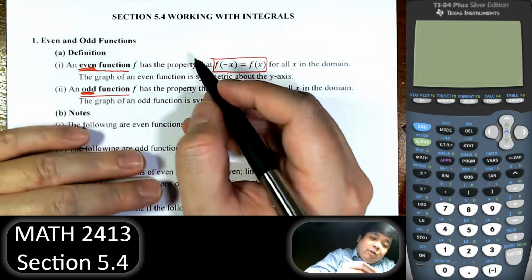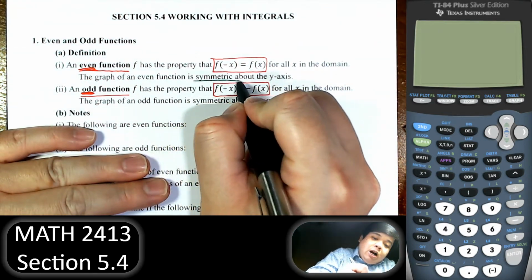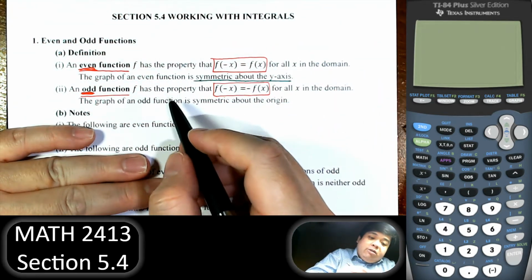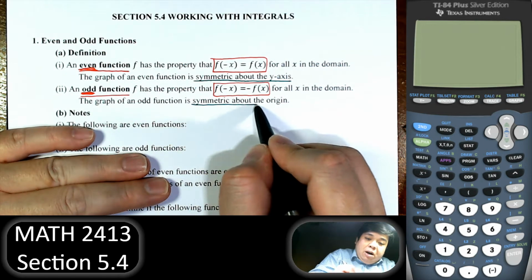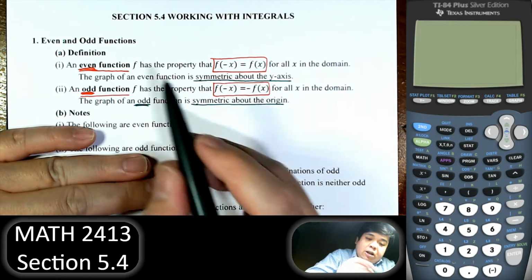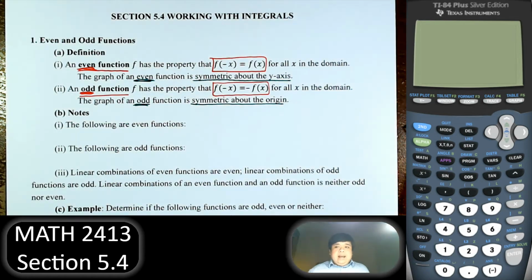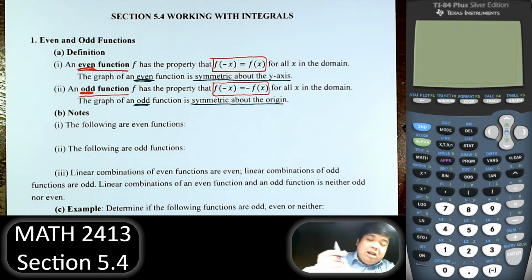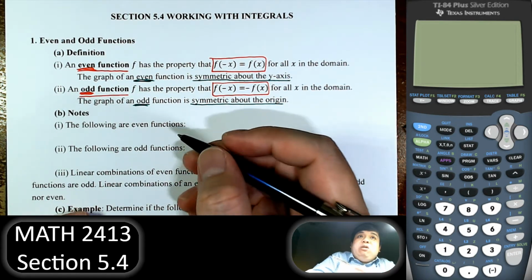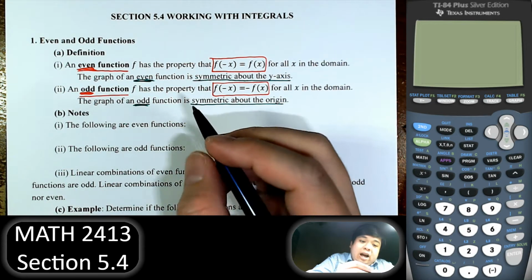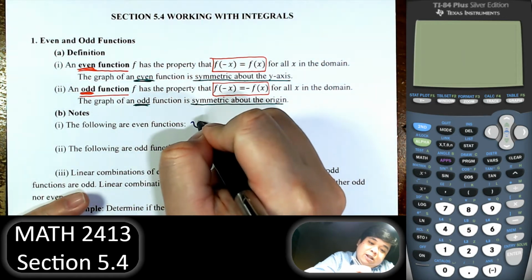The graph of an even function is symmetric about the y-axis. The graph of an odd function is symmetric about the origin. Now, of course, we study even and odd functions in college algebra, trigonometry, precalculus, all of that. So now we know what kind of functions are even or odd.